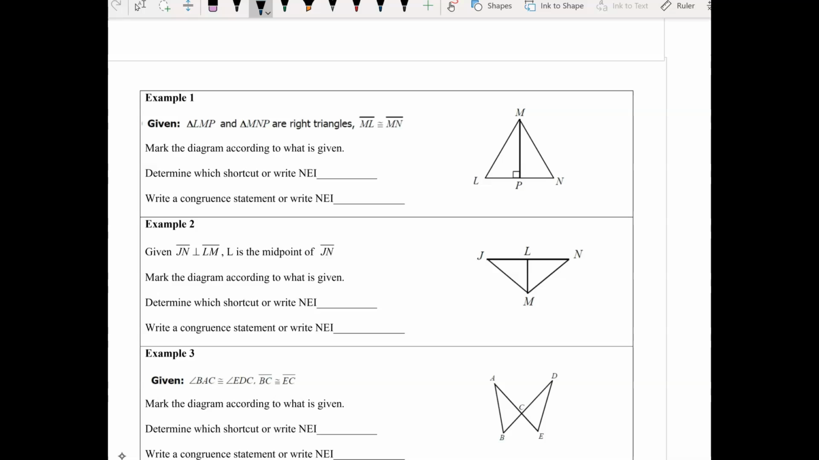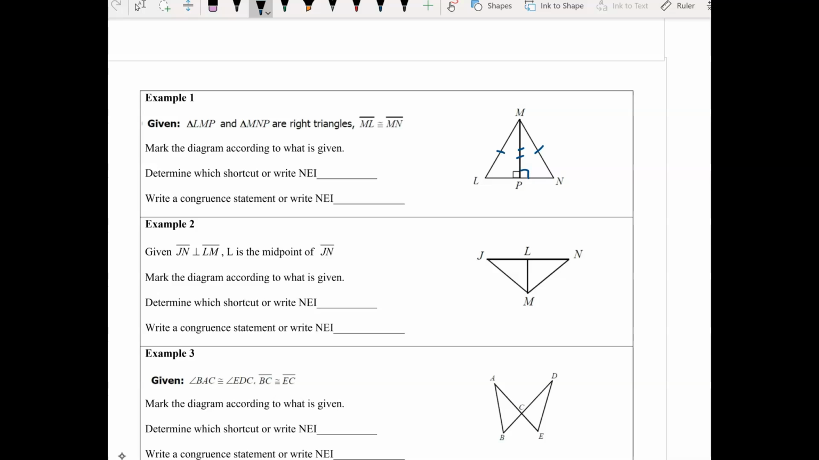We've got the given information that these are both right triangles. So the two little triangles are both right triangles, which means this is also a right angle. They're both right triangles. We also know that ML is congruent to MN. And although we're not given it, we know that the side here is congruent to itself.